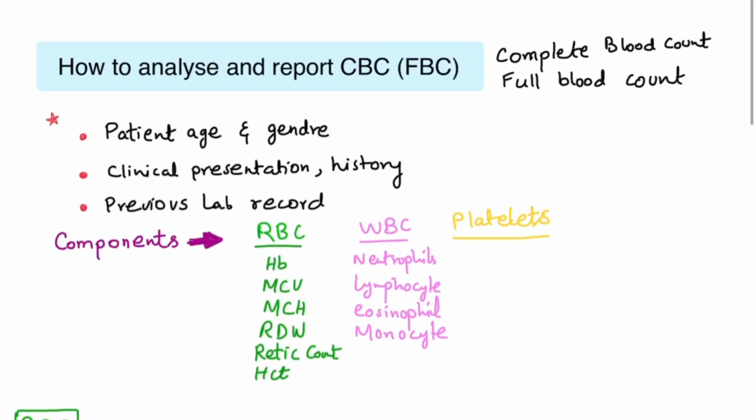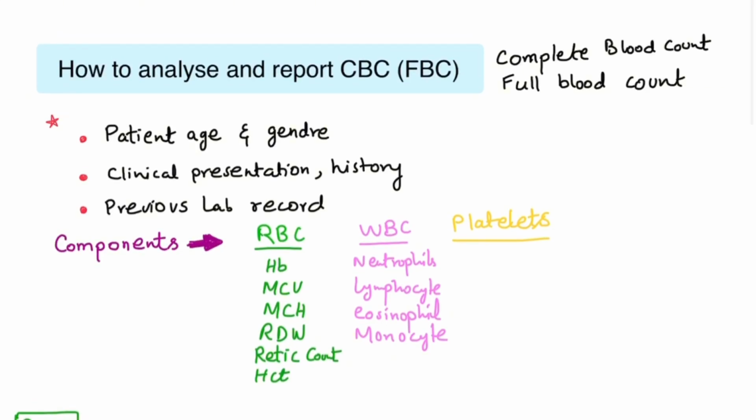So that was it about the CBC. Just having a look at it, we have discussed the RBCs, WBCs, and the platelet component. These are the major basic diagnoses that we can make from it, but there are a lot many more. If you have any question, just let me know. I will try to answer it with the best of my knowledge.